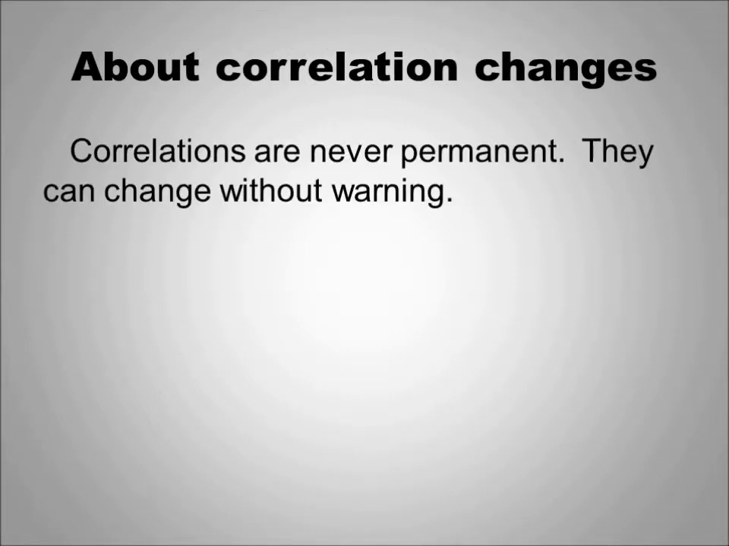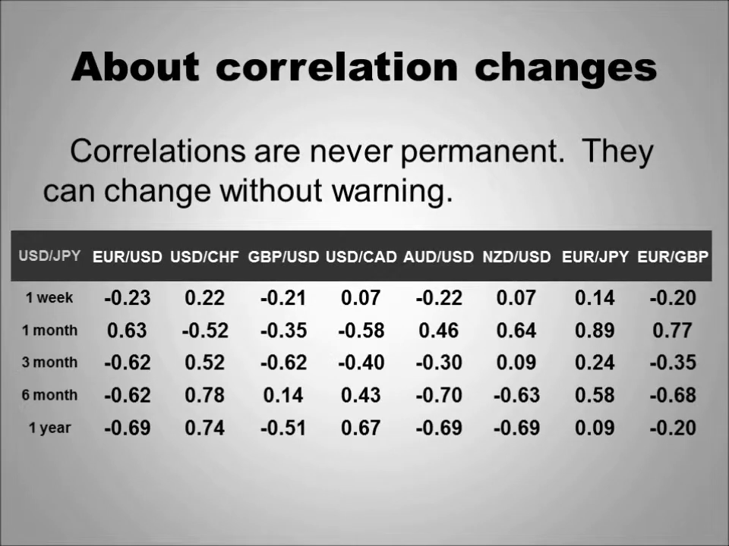Now, about correlation changes. Remember, these numbers are never permanent. There's a lot of volatility in the correlation. A positive correlation can turn negative quickly, and then there will be no relation. So it changes frequently. Here's an example of how correlations can change.